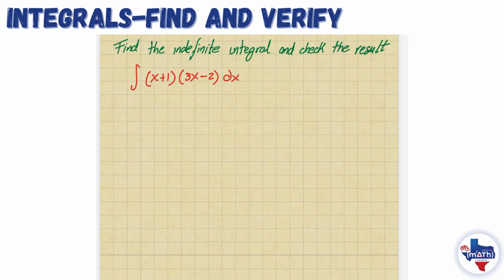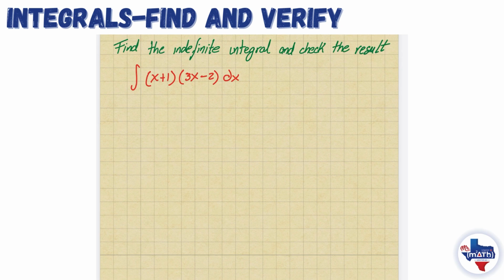We're solving the indefinite integral and then we need to check the result, of course, by finding the derivative. What we have here is the integral of (x + 1)(3x - 2) dx. So there's a multiplication here. Let's remember that for integrals we do not have a rule for a multiplication of functions.